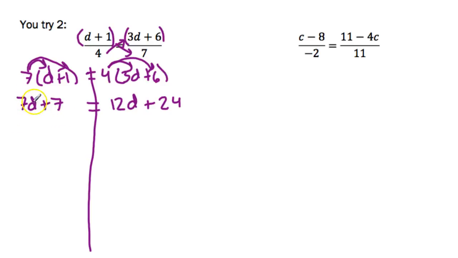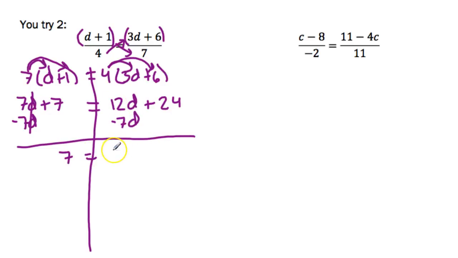So I have 7d over here, 12d over here. I'll subtract 7d from this side, and I'll subtract 7d from this side to combine those terms. So this cancels. I'm left with 7 on this side. Over here, 12d minus 7d is 5d, and then I have plus 24. I want to isolate the d, so the next step will be subtracting 24 from both sides. Minus 24.